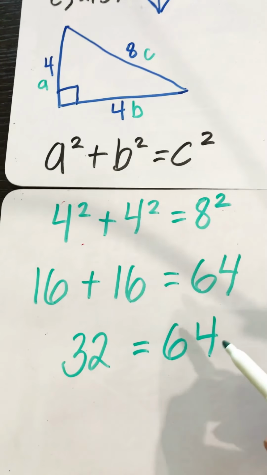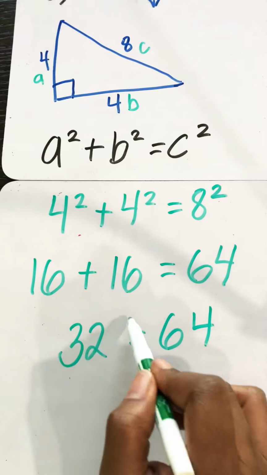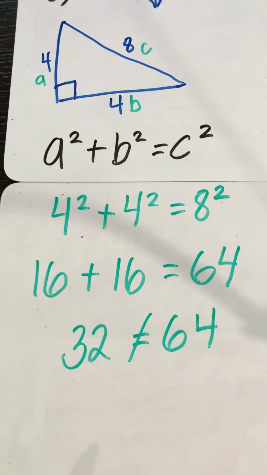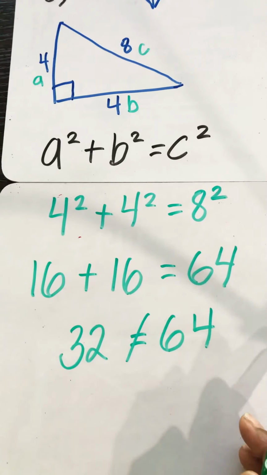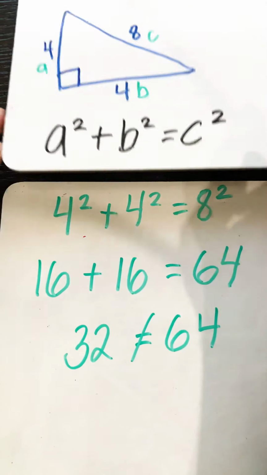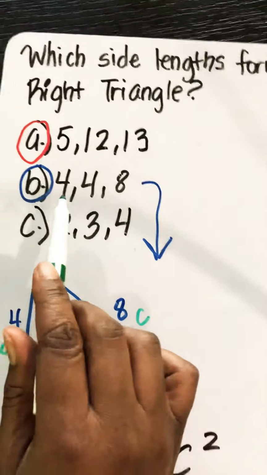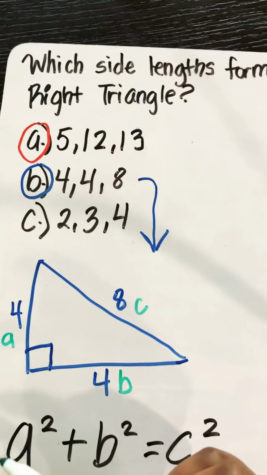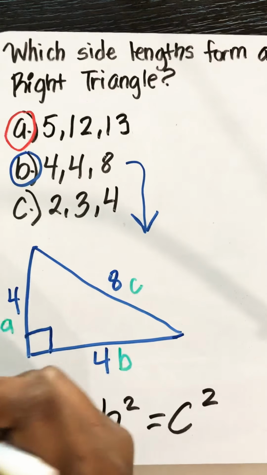So now we have completed the equation, but as you can see, we don't have a true statement. 32 does not equal 64. And because the statement is not true, that means that our side lengths 4, 4, and 8 do not create a right triangle because it does not work with the Pythagorean theorem.